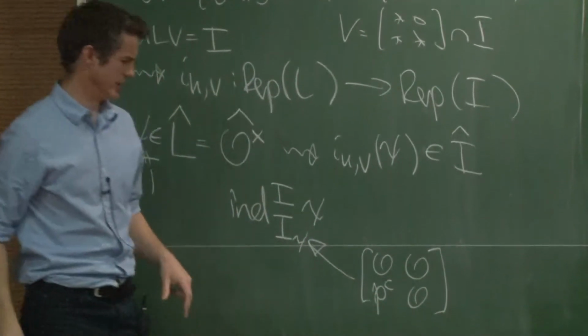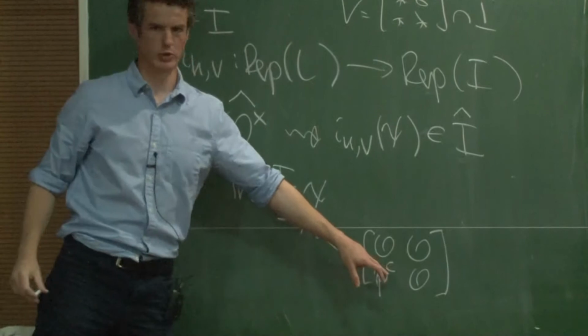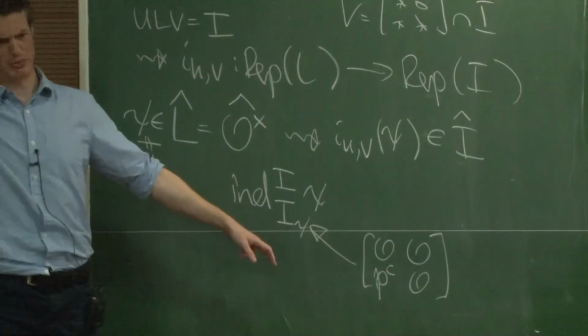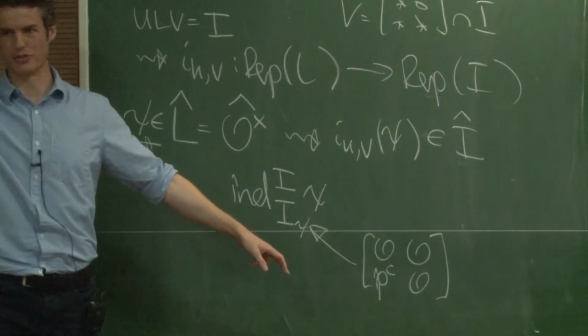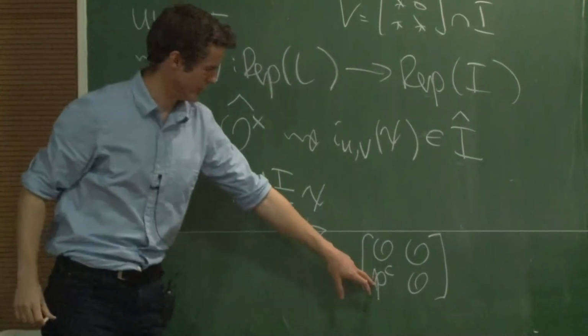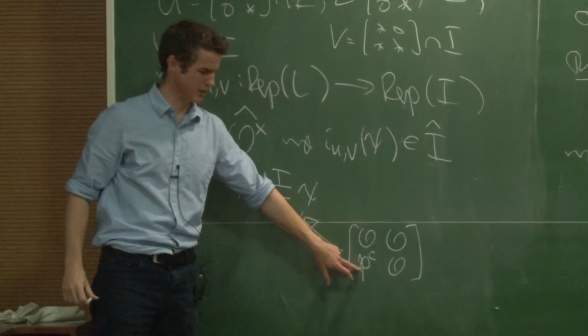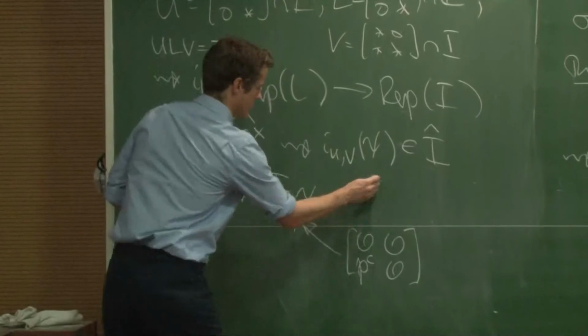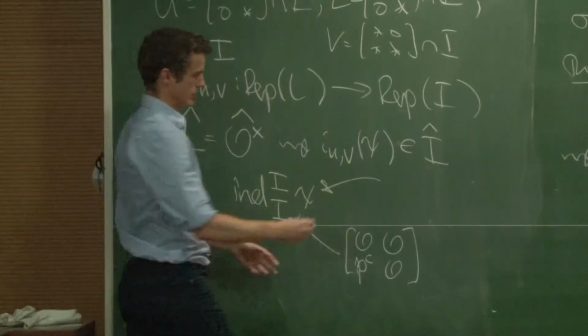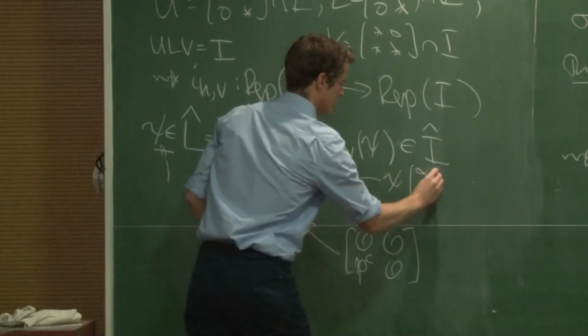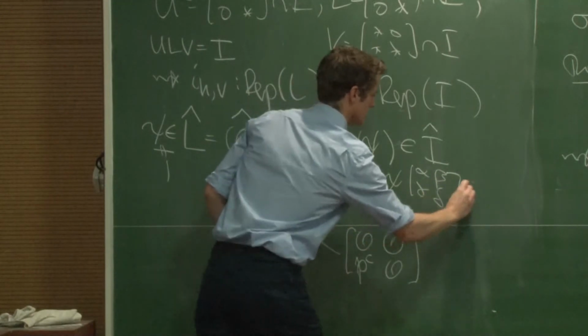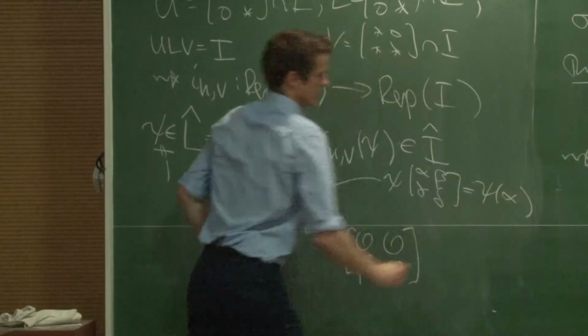where my bottom left entry has to lie in P to the C, where C is the conductor of psi, perhaps 1 plus the conductor. I'm never sure of the terminology. Anyway, it has to be the smallest ideal such that what I'm about to write down makes sense. Psi is considered as a representation of this group. Like that.